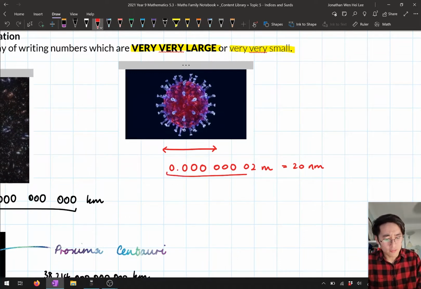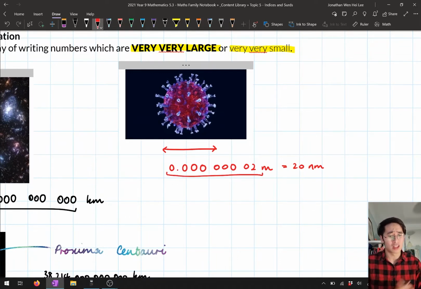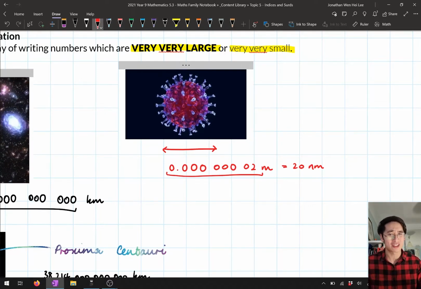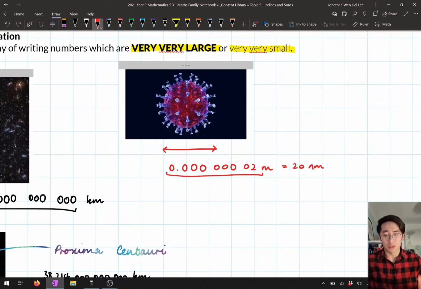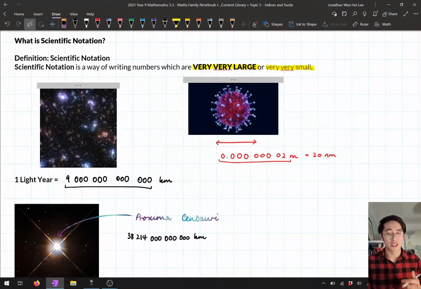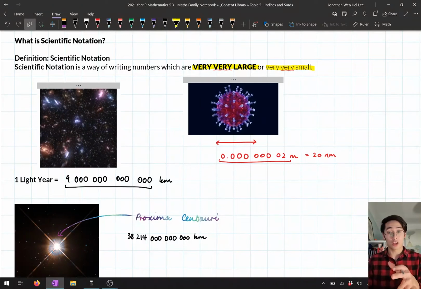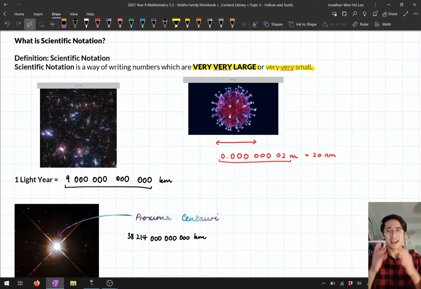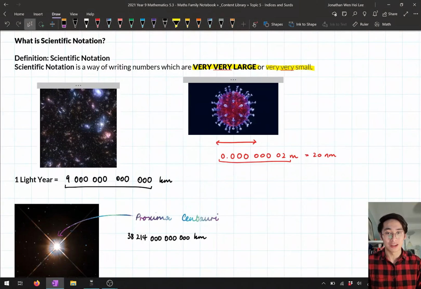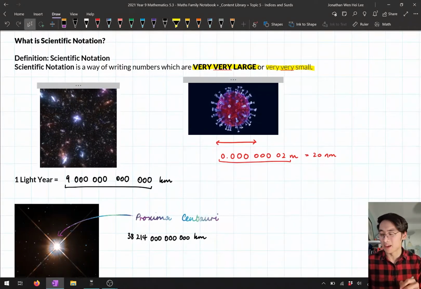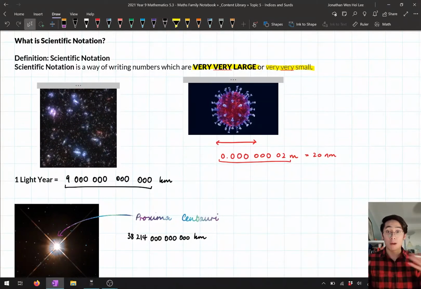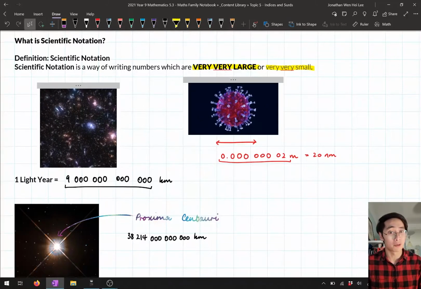But we also don't like to write really small numbers like this. And so the same kind of notation that we use for large numbers will also work for these small numbers. Scientific notation is a way that we can write large numbers, like the distances in our planet, and also small numbers, like the size of a virus cell, in a really easy to read way that represents how big or small a number is.